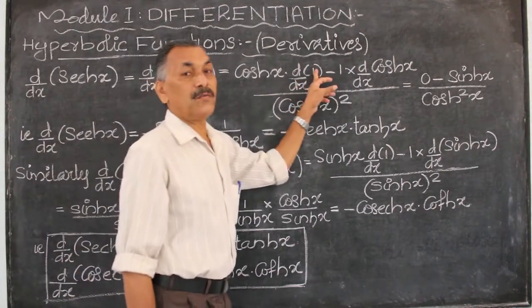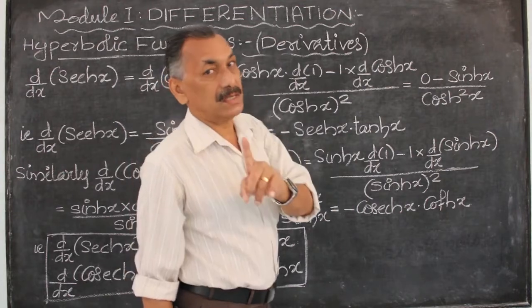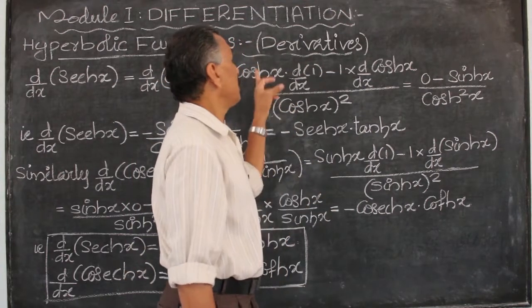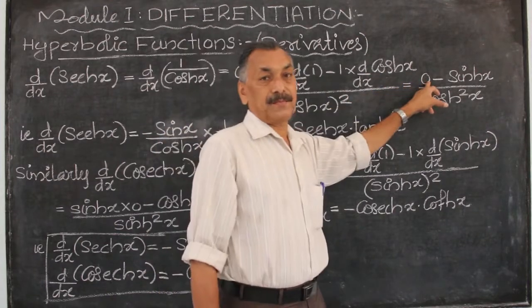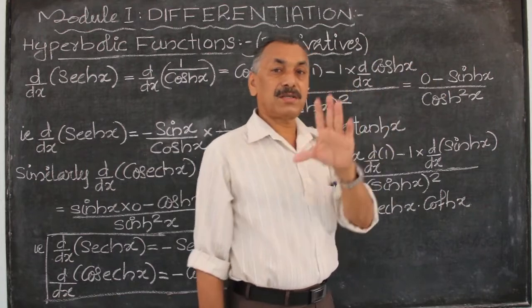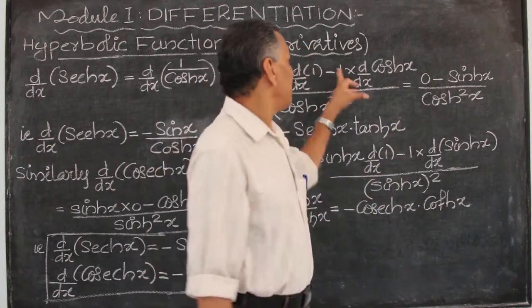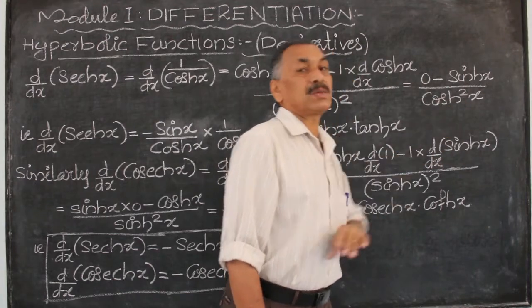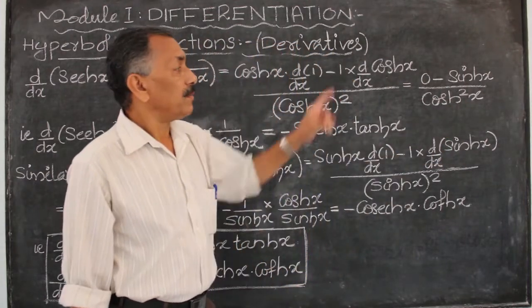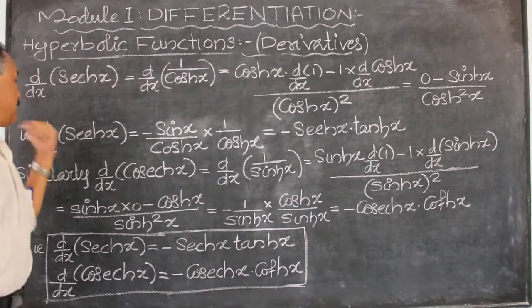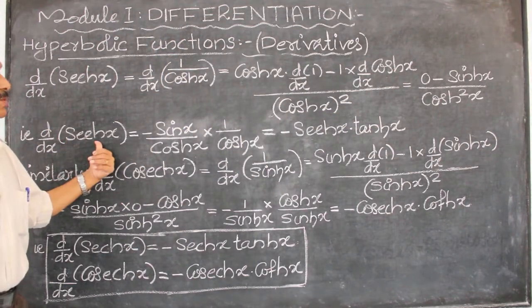What is the derivative of 1? Derivative of a constant is equal to 0. Then derivative of 1 is equal to 0, then 0 into cosh x is 0. Minus derivative of cosh x. Derivative of cosh x is sinh x. So we get minus sinh x divided by cosh square x. That is, derivative of sech x is equal to minus sinh x divided by cosh square x.